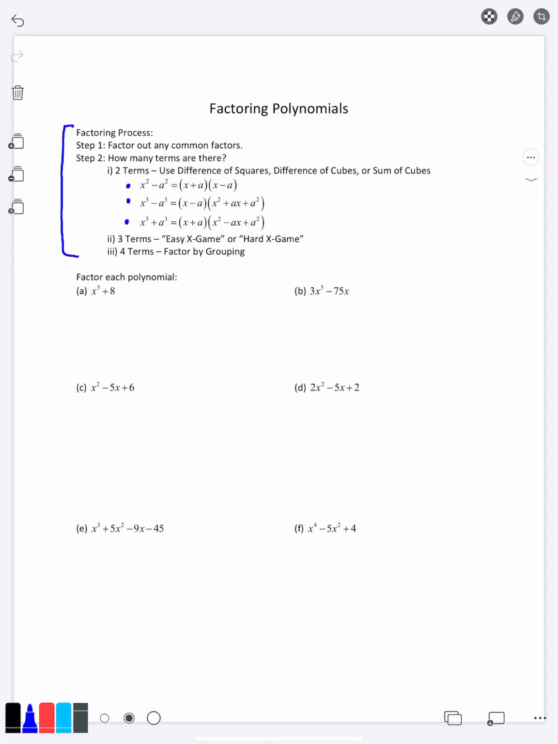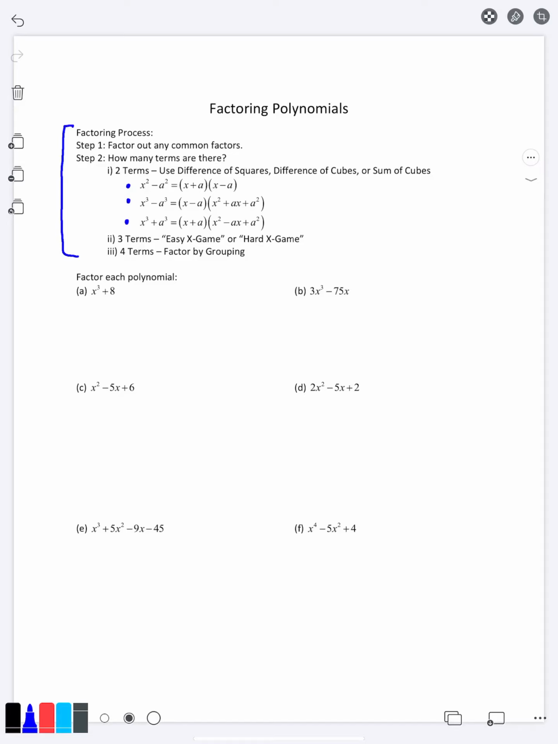So looking at the first example here, we have x cubed plus 8. So we look, are there any common factors there? No, there's nothing in common between x cubed and 8. We ask ourselves how many terms? There's 2 terms. So either it's difference of squares, difference of cubes, or sum of cubes. It's not either of the difference ones because it's a plus sign there. Also, 8 is not a perfect square anyways, but 8 is a perfect cube, and x cubed is a perfect cube as well.